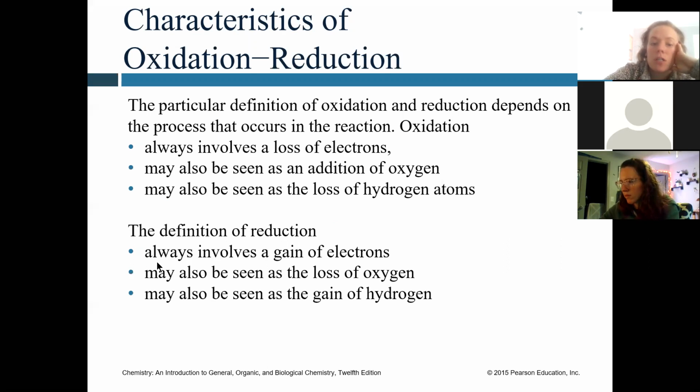When we're dealing with our biochemistry, we may come back to this concept. The definition of reduction always involves a gain of electrons, and may also be seen as a loss of oxygen or a gain of hydrogen. Hydrogen, again, having this sort of positive charge to it, oxygen having this negative charge to it. So if we're losing oxygen, which is negative, it would be the same thing.